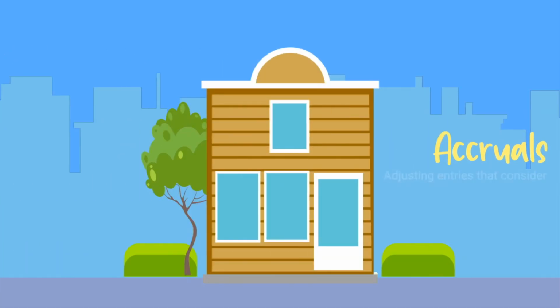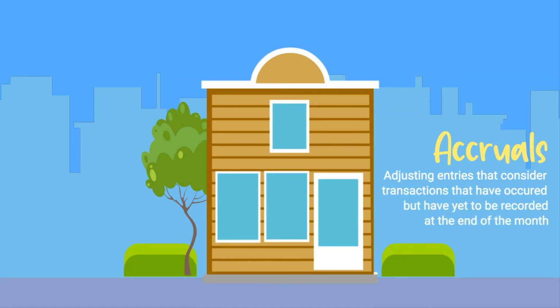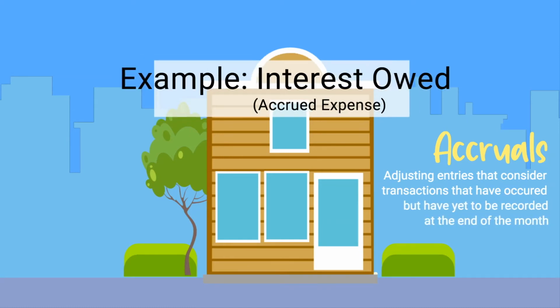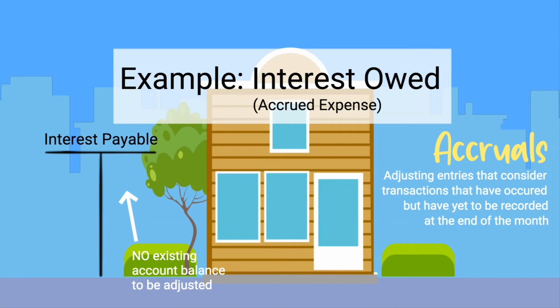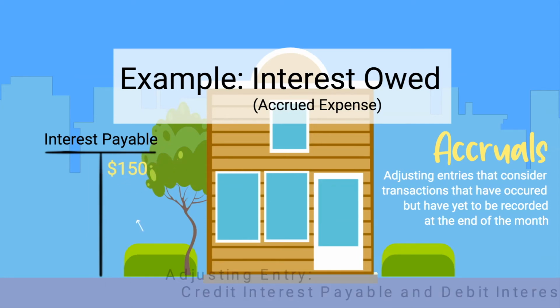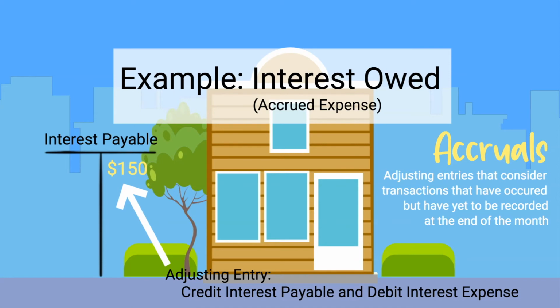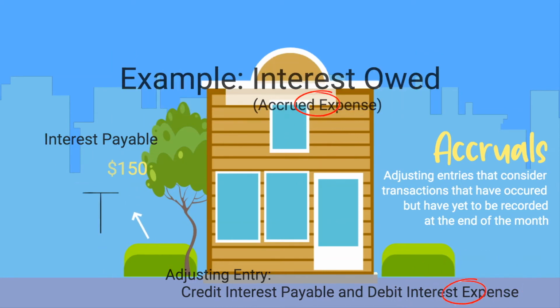The next type of adjustments are accruals, which are adjusting entries that consider transactions that have occurred but have yet to be recorded at the end of the month. Example, interest owed, which is an accrued expense. The account affected is interest payable. Notice that there is no existing account balance to be adjusted. The adjustment will be on the credit side of interest payable. Let's assume it is for $150. Your journal entry: credit interest payable and debit interest expense. Because this debits interest expense, it's considered an accrued expense.